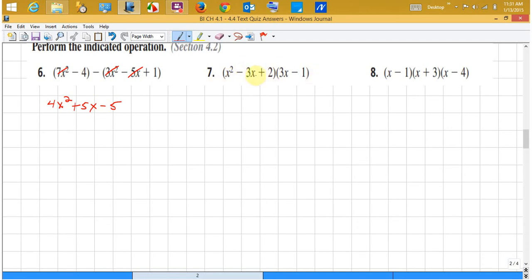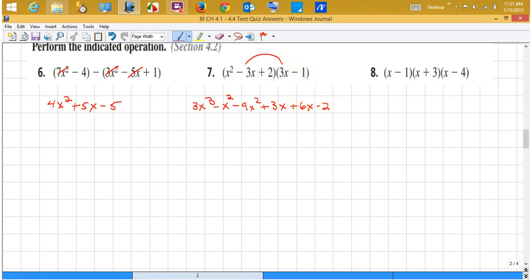Okay, let's do the next one. Now we're going to have to multiply this one. So I'm going to say this x squared by these two terms. So x squared times 3x, that's 3x cubed. X squared times a minus 1 is minus x squared. Let's move to the next term. A minus 3x times a plus 3x is going to be a minus 9x squared. The minus 3x times a minus 1 would be plus 3x. Now let's move to the 2. 2 times 3x is plus 6x. 2 times a minus 1 is a minus 2.